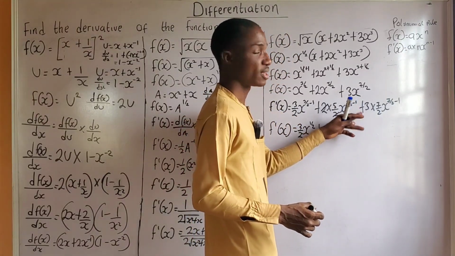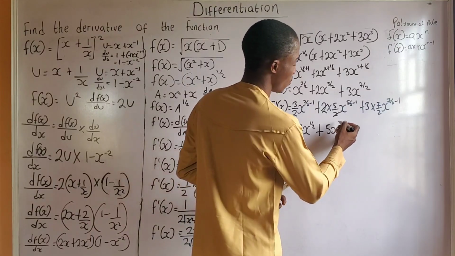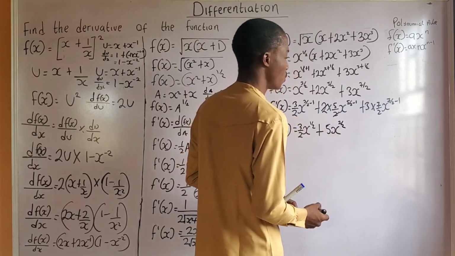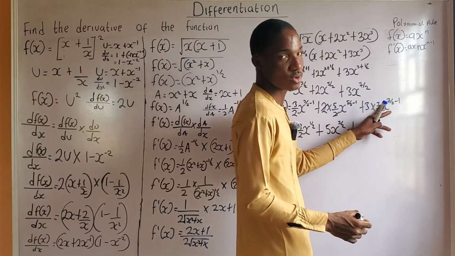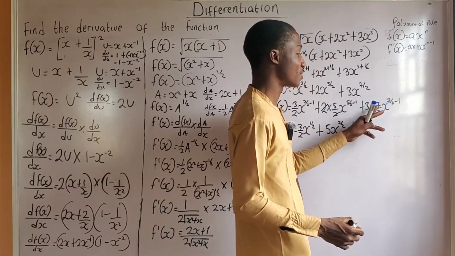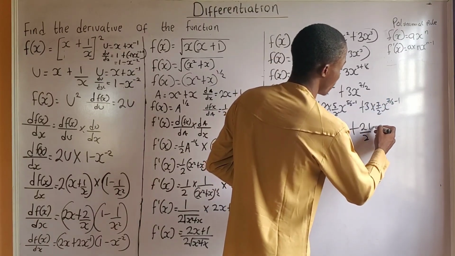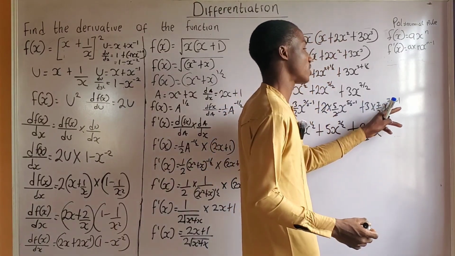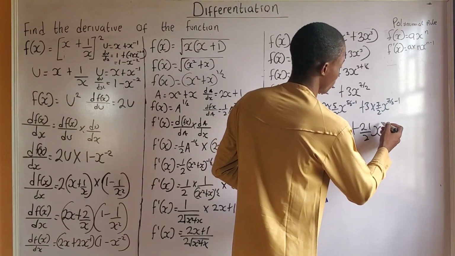What are you going to have? That is 3 over 2, sorry. 3 over 2. Then 3 over 2 times 7. What are you going to have? 3 times 7, that is 21. So I'm going to have 21 over 2 x raised to the power of 7 over 2 minus 1. That is 5 over 2.